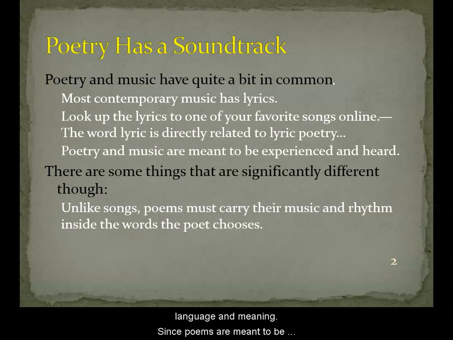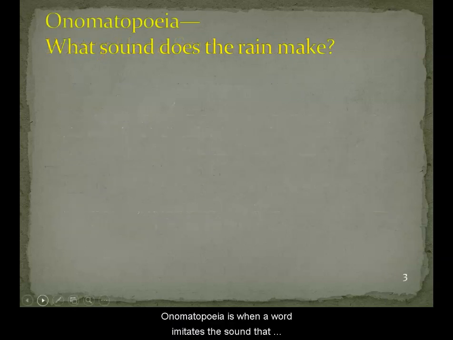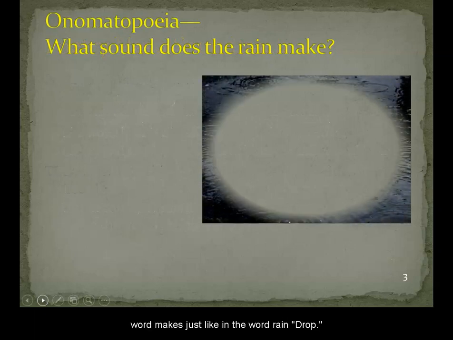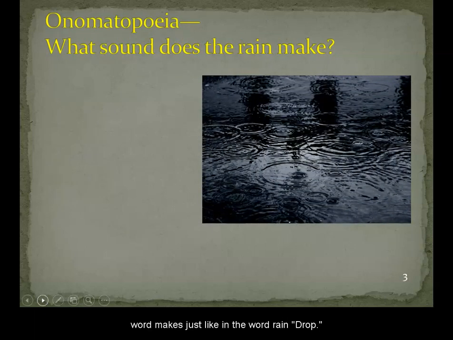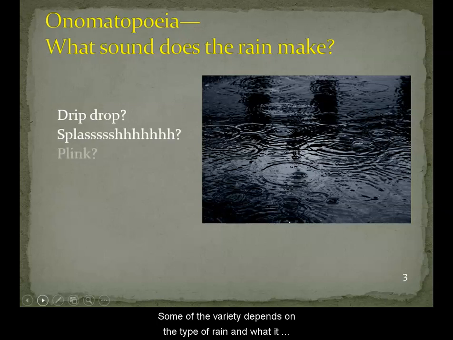Since poems are meant to be heard aloud, the sound must be important, right? Right. What sound does the rain make? Onomatopoeia is when a word imitates the sound that word makes, just like in the word raindrop. But when we think about it, there are numerous different sounds for rain, in nature and in literature. Some of the variety depends on the type of rain and what it lands on.